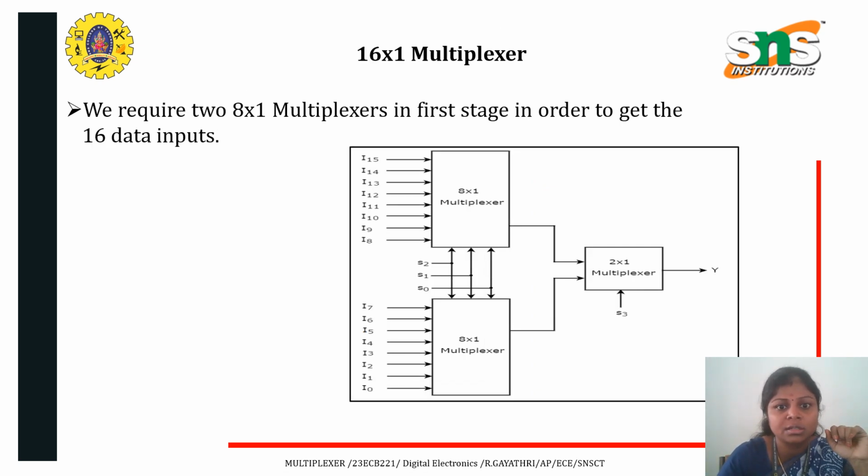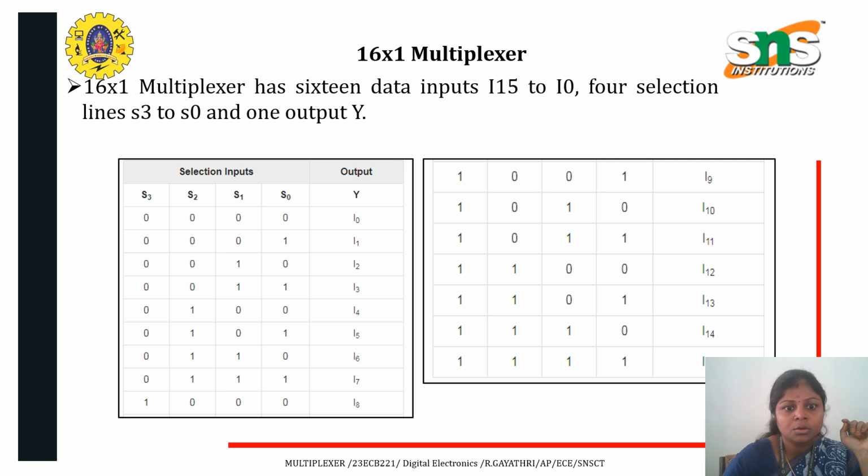Then coming to the 16 cross 1 multiplexer, we require two 8 cross 1 multiplexers in the first stage in order to get the 16 data inputs, and the second stage will have a 2 cross 1 multiplexer. The output will be 1. The 8 cross 1 multiplexer has 3 selection lines, S0, S1 and S2, and for the 2 cross 1 multiplexer the selection line will be 1, S3. Then coming to the truth table for the 16 cross 1 multiplexer, from 2 power 4, there will be 16 inputs and 1 output.